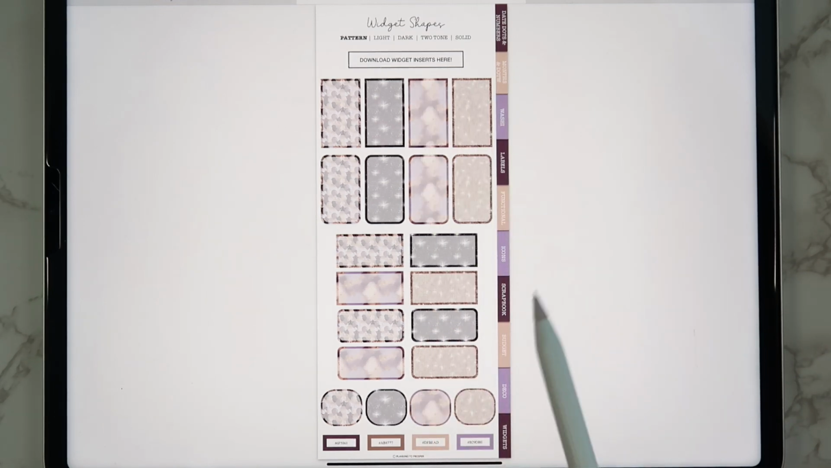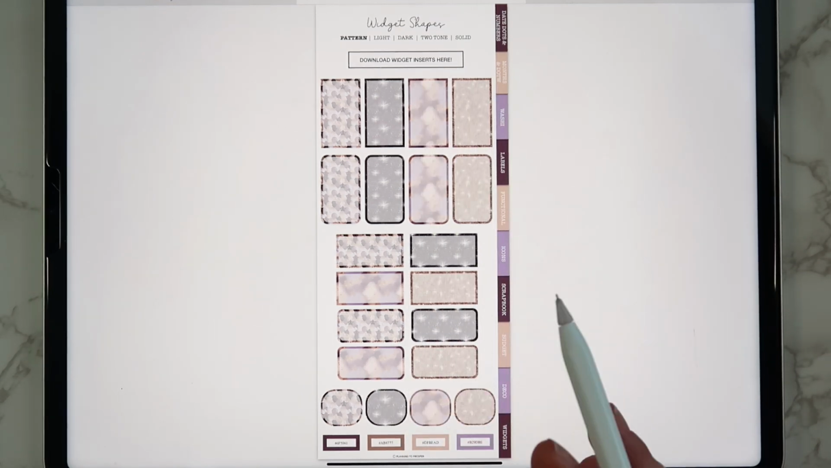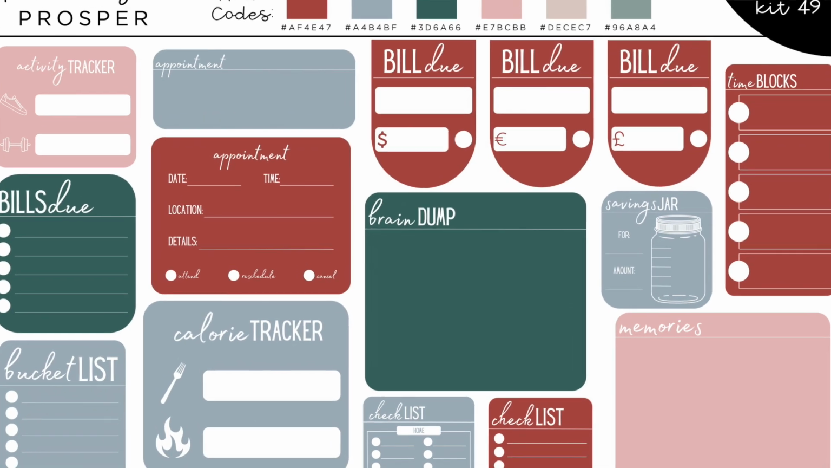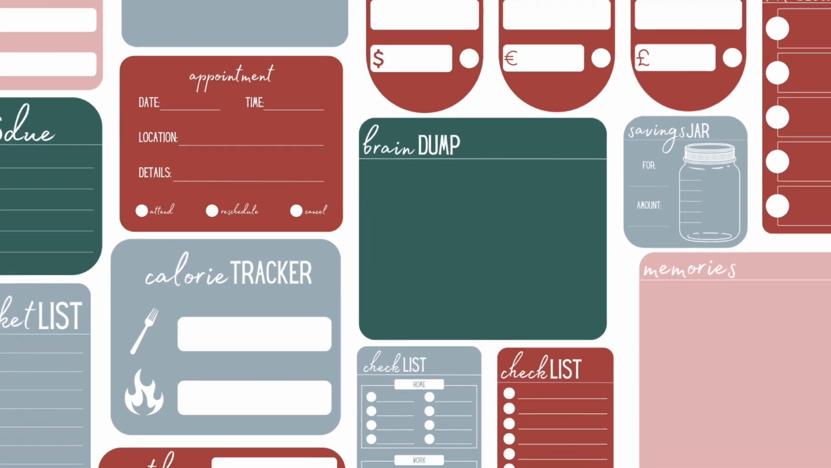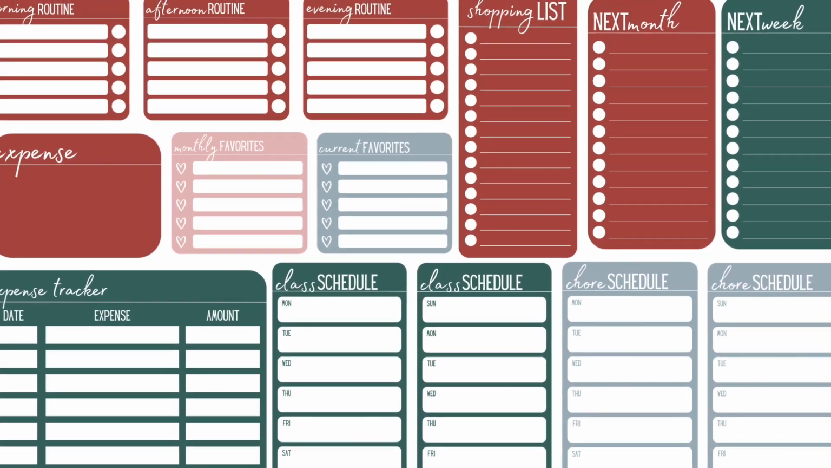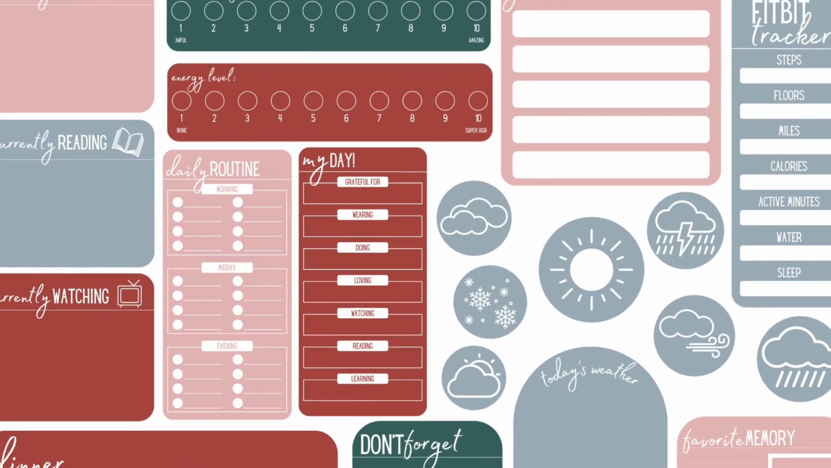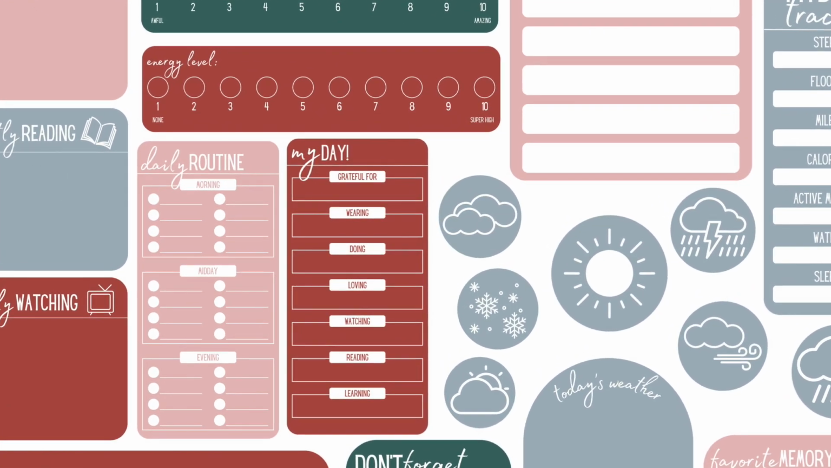So previously I had released a pre-done set of widgets that matched each sticker kit. They were an add-on item that you could choose to purchase with a kit if you wanted to. The colors and shapes were set in those widgets. There was no room for customization.